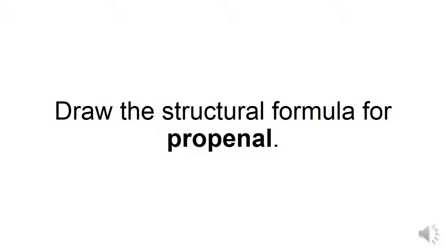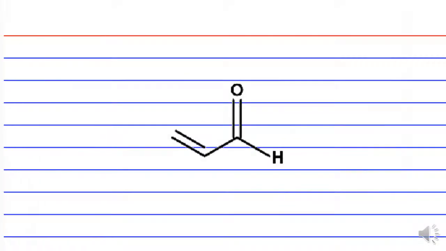Draw the structural formula for propenal. What's the structural formula for propenal? Okay. All right. So here we go. So here goes your aldehyde group. That's where you get the al from. It has 1, 2, 3, so it's prop. But notice also that you have this double bond here, so that's where you get the en from.